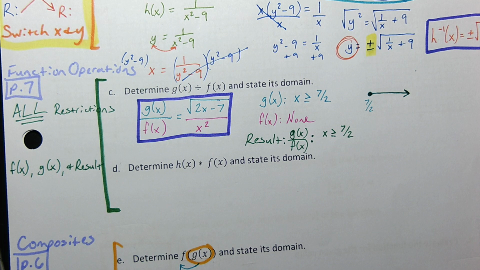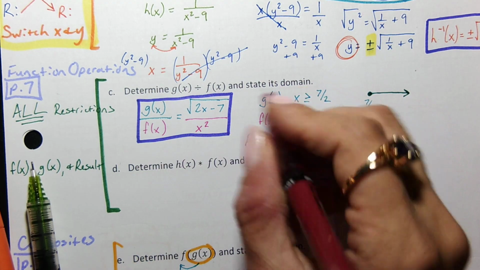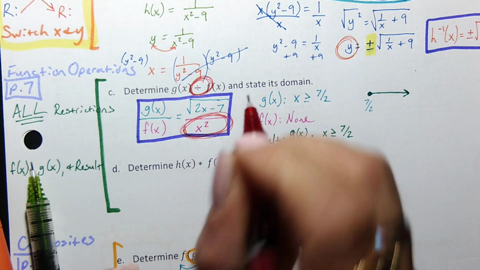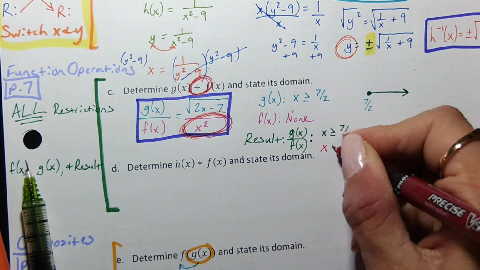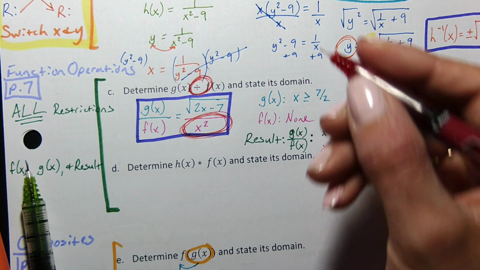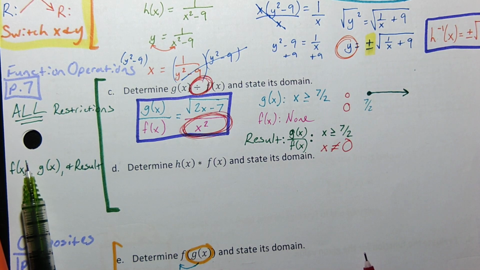What other restriction does it have? X cannot be 0. So the division one is especially evil because 90% of the time it's going to create another restriction with the result. So x can't be 0. So is 0 to the left of 7/2 or to the right of 7/2? To the left. So it's just chilling over here.